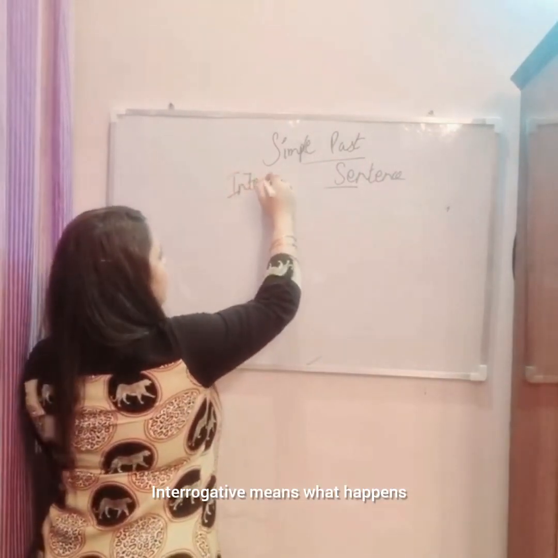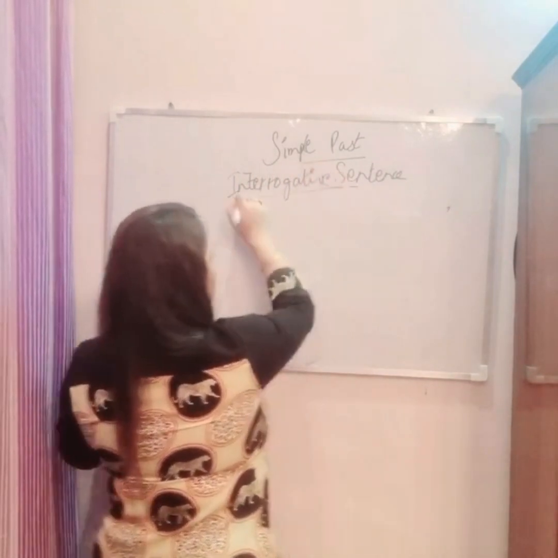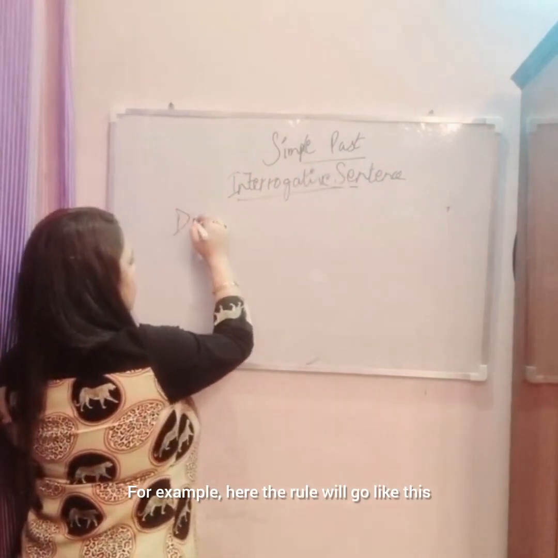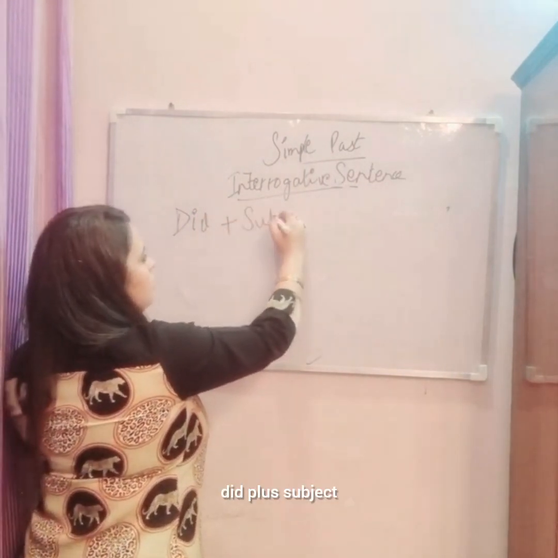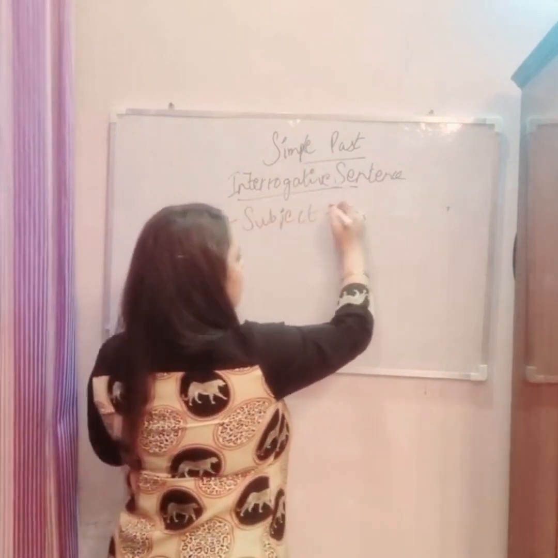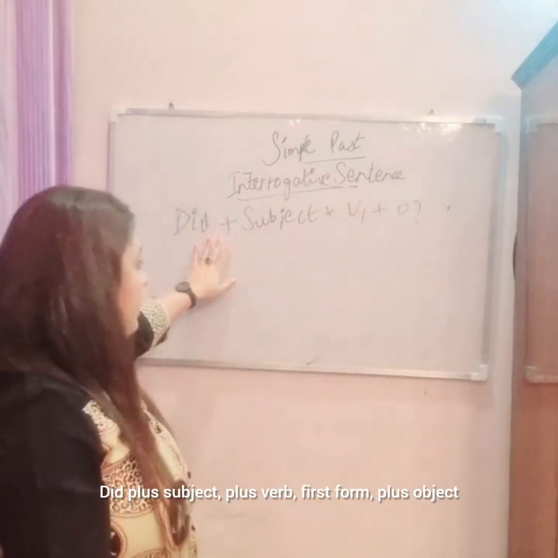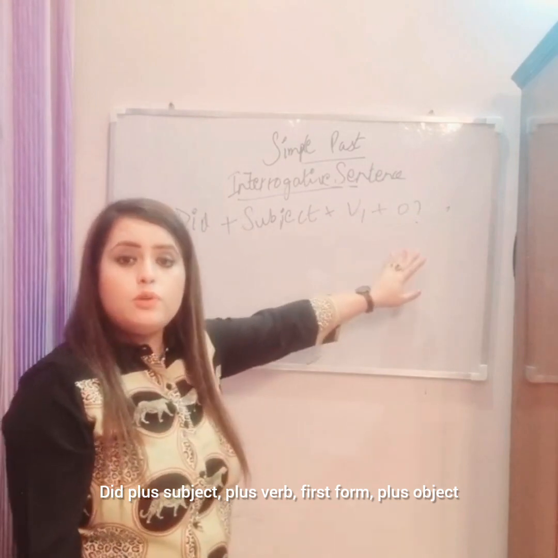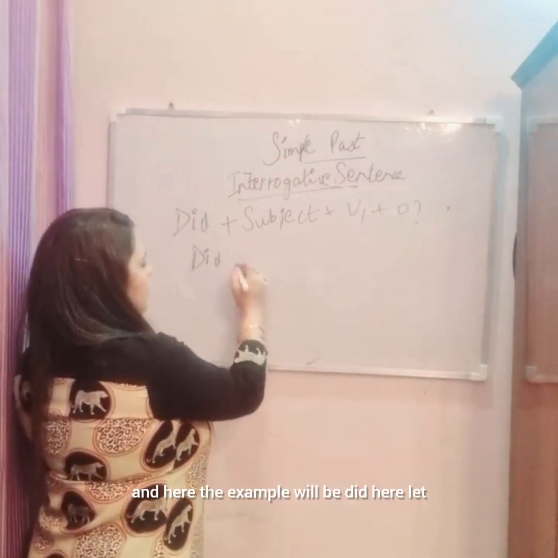Interrogative means that the helping word comes in the beginning. For example, here the rule will go like this: Did plus subject plus word first form plus object and a question mark. Did plus subject plus word first form plus object. And here the example will be did.